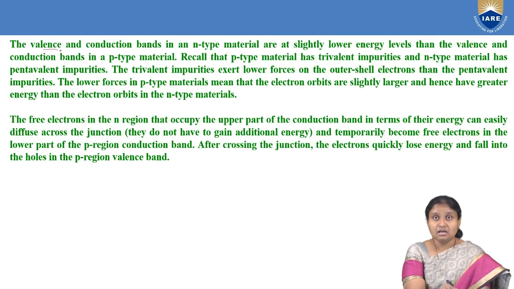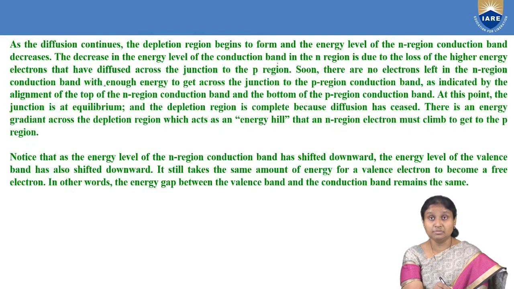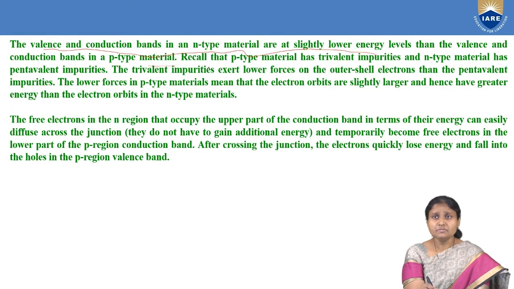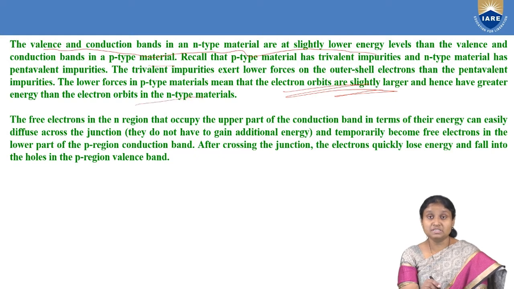Now, as you can see, the valence and conduction bands in N-type material are slightly lower than the valence band and conduction band in P-type. And we know that in P-type we have trivalent impurities and in N-type we have pentavalent impurities. These trivalent impurities are going to exert lower forces on outer shell electrons than the pentavalent impurities. What exactly do we mean by lower forces? Here we talk about electron orbits becoming larger and having greater energy compared to electron orbits in N-type materials.